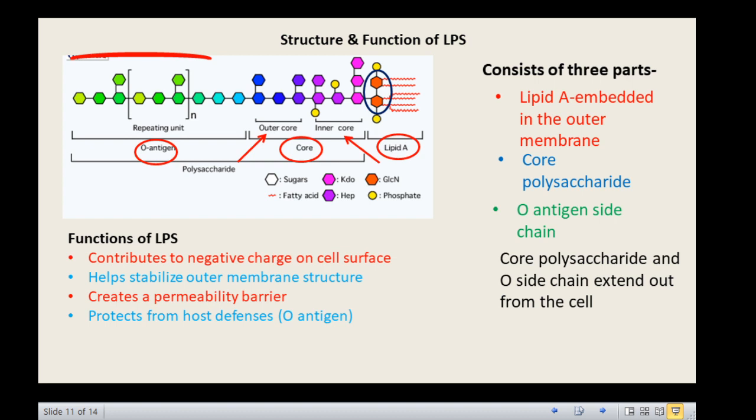It protects from host defenses. Role in pathogenesis: the outer membrane also plays a crucial role in many aspects of pathogenesis, including the evasion of host defenses and adherence of invading bacteria to host surfaces.